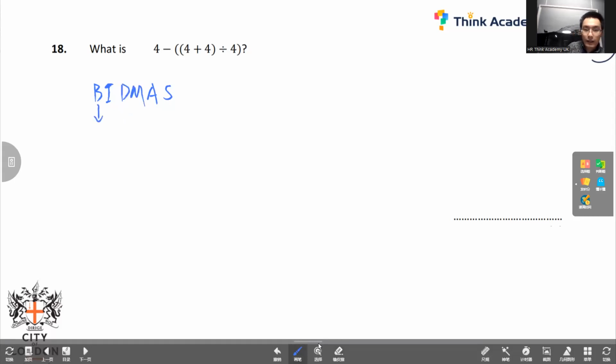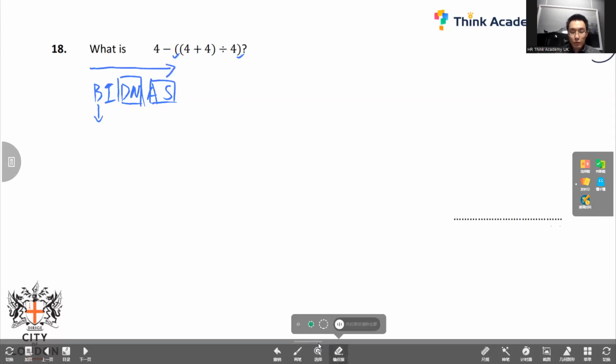So B stands for brackets like these. And then I is for index, or indices. For example, 2 squared. The 2 over here, this is an index, the one you write on the top right corner. And then D and M, whichever comes first, division or multiplication. And then A and S, these two are a group. So D and M are a group, and A and S are a group. Whichever comes first, addition or subtraction, multiplication or division. Okay, so this is our priority from left to right.